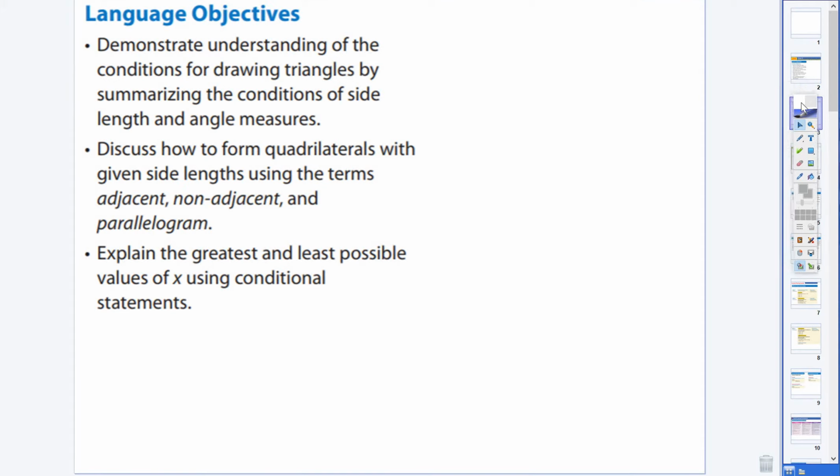Language objectives. I can demonstrate understanding of the conditions for drawing triangles by summarizing the conditions of side length and angle measures. I can discuss how to form quadrilaterals with given side lengths using the terms adjacent, non-adjacent, and parallelogram. I can explain the greatest and least possible values of x using conditional statements.